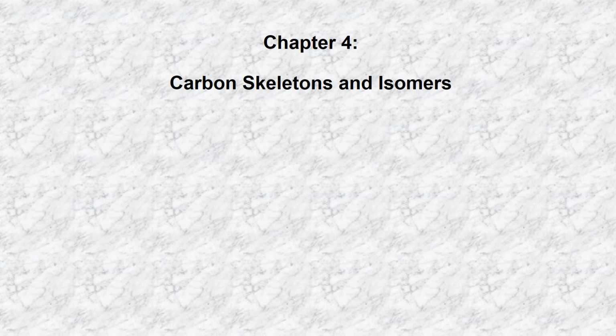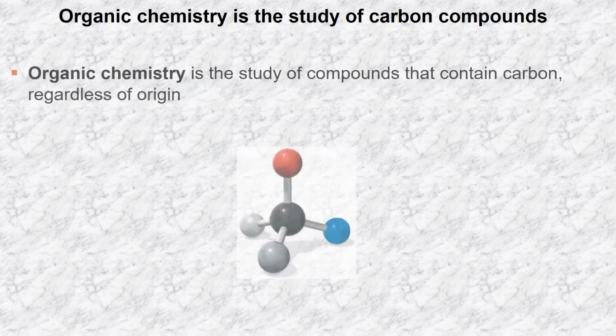All right, hello everybody. We're going to start with chapter 4. We're going to talk about organic chemistry, which is the study of compounds that contain carbon, no matter where they come from. Because of carbon's ability to form four bonds, these building blocks can be used to make a huge variety of organic molecules. So it's the fact that organic molecules contain carbon and carbon can bond to four things that makes carbon able to form all of these very diverse structures.